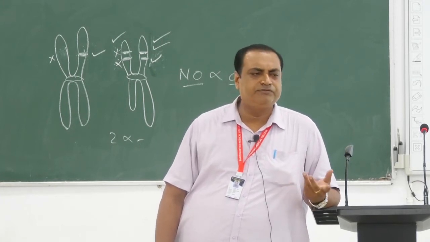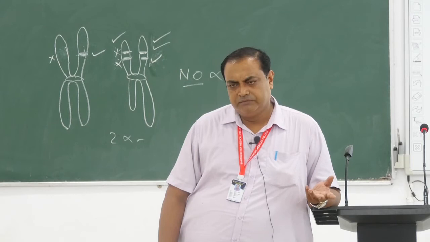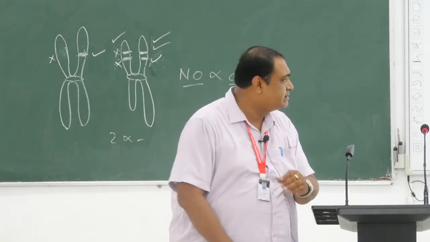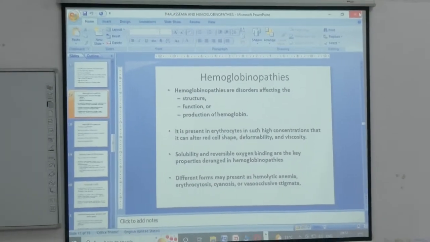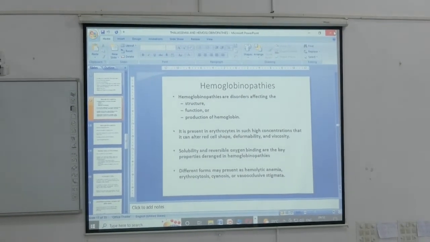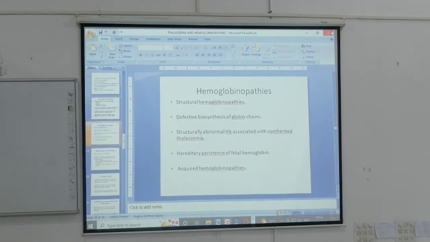What you have to remember are these 3-4 slides, and these techniques, if you want, you can remember. This slide you can remember, because sometimes they ask in a general way: write about hemoglobinopathy, different hemoglobinopathies. Then this slide will be important. How do you classify hemoglobinopathies? Structural, functional, and production of hemoglobin. So that classification comes here.